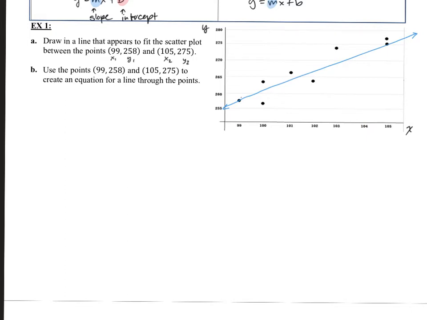Now notice, we're doing this by hand, which is not going to give us the best kind of line. But let's just take a look at what happens when we do it by hand.